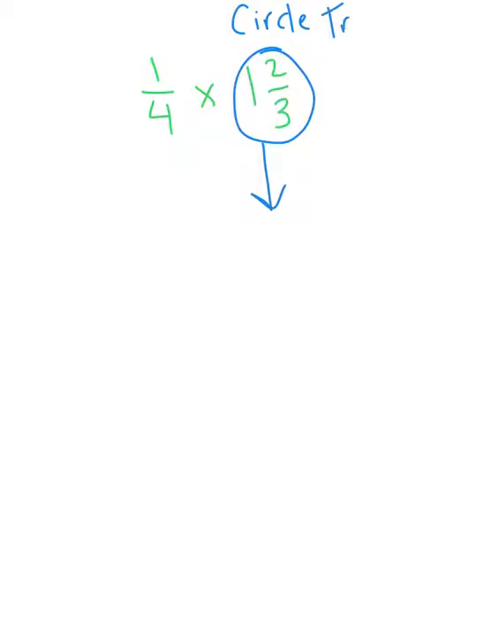Circle trick. And to do this circle trick, I am going to multiply my bottom number with the whole number. So my bottom is multiplication, and I'm going to have 3 times 1. And I have my 3 from right here and my 1 right here. And that is equal to 3.